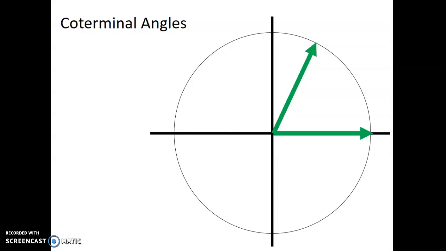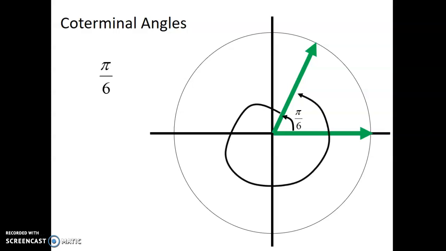Just like yesterday, we have an initial and a terminal side for our angle, and the distance between those is our measure. In this case, we're going to call it pi over 6, which is a radian. Now if we want to find the coterminal angle by continuing around the unit circle counterclockwise and ending up at the same terminal spot, we have to add 2 pi to our radian.